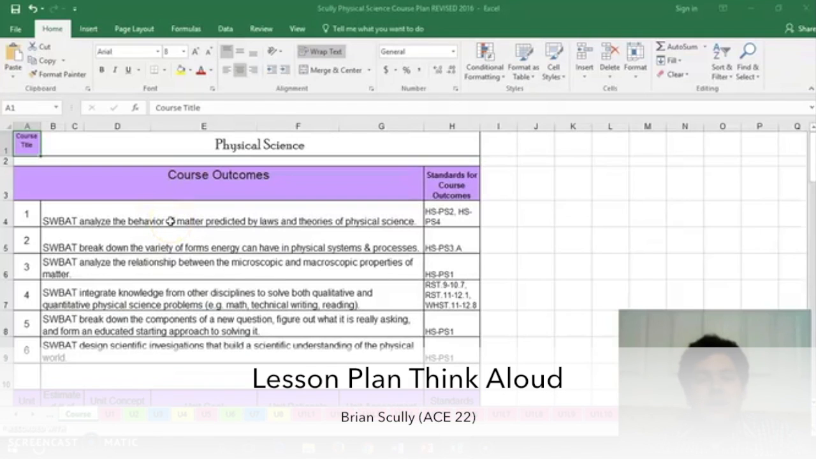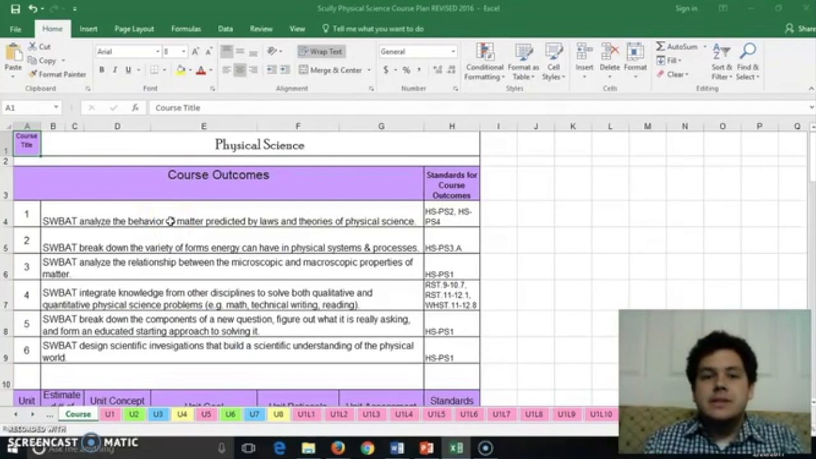Hi, I'm going to be talking through the basics of lesson planning. I'm going to be using the ACE template, but the ideas are the same in whichever templates you end up using long term in your career.